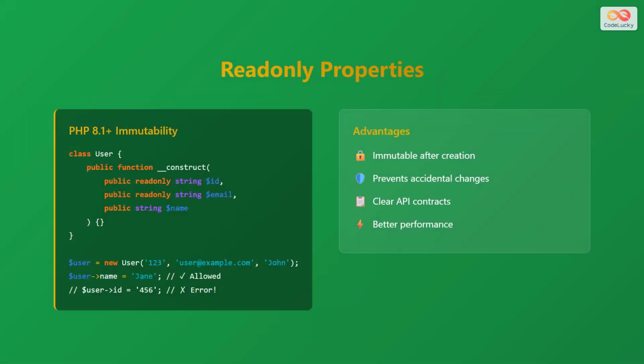Read-only properties, available in PHP 8.1 and later, can only be initialized once, preventing modification after creation. Here's how they're used. In this User class, the id and email properties are declared as read-only. This means they can only be set in the constructor and cannot be changed later. The name property, on the other hand, can be modified after creation. The advantages of read-only properties include immutability after creation, prevention of accidental changes, clear API contracts, and better performance.